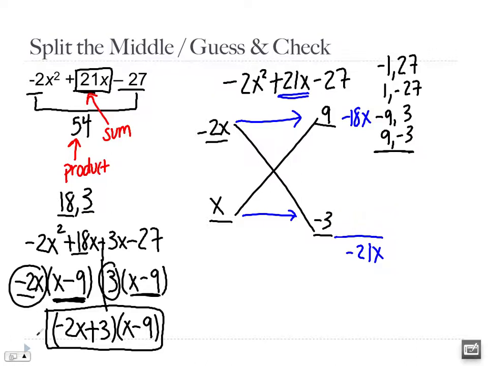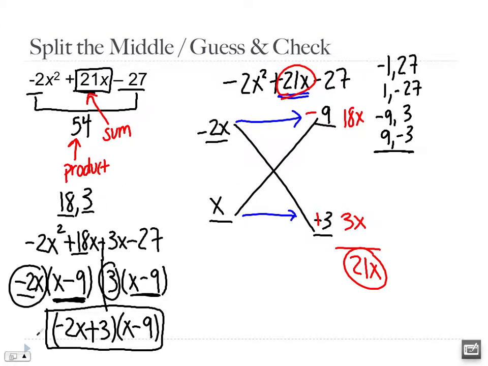So I'm going to erase these so they don't confuse us. So an idea might be to make this a negative and this one a positive. Multiplying across again, negative 2x multiplied by negative 9 is positive 18x. X multiplied by a positive 3 is positive 3x. Adding those up, I get 21x. That's what I want from my middle term here, so I guessed correctly.